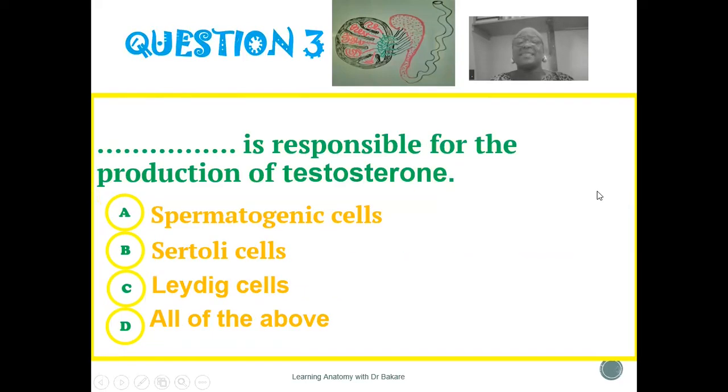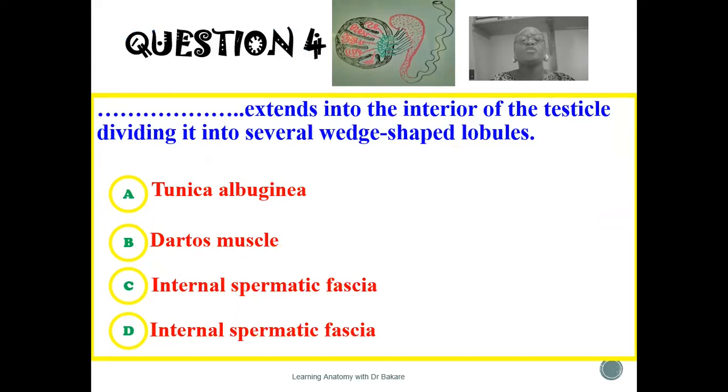The third question reads that Dash is responsible for the production of testosterone. The cell that is responsible for the production of testosterone is the Leydig cell. The Leydig cell is what is seen to exhibit this function. The fourth question reads that Dash extends into the interior of the testicle, dividing it into several wedge-shaped lobules. The structure that is seen to exhibit this function is the tunica albuginea. The tunica albuginea is seen to surround the testes, and it further invades into the substance of the testes, thereby dividing it into the lobules that it is made up of.